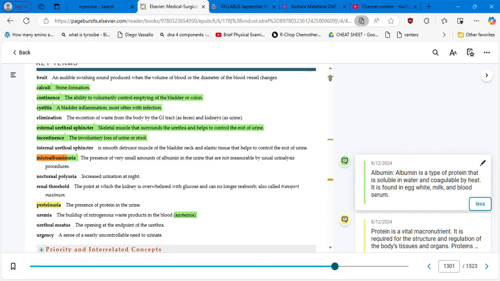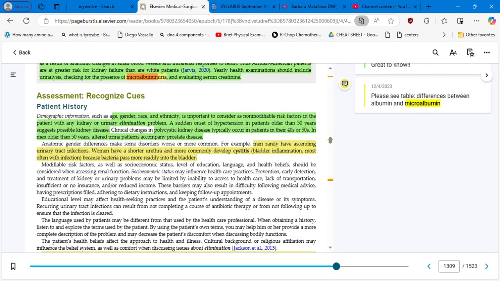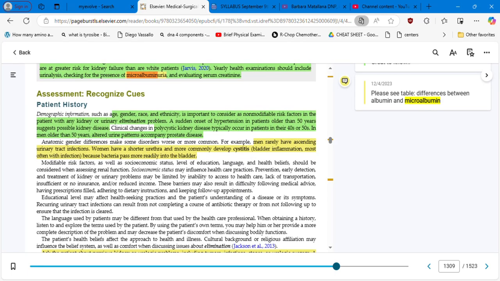Okay, let's go back to where we were. Now assessment, patient history. We are going to check the age, the gender, race, and ethnicity, especially in African Americans. It's important to consider a non-modifiable risk factor in the patient with any kidney or urinary elimination problem.